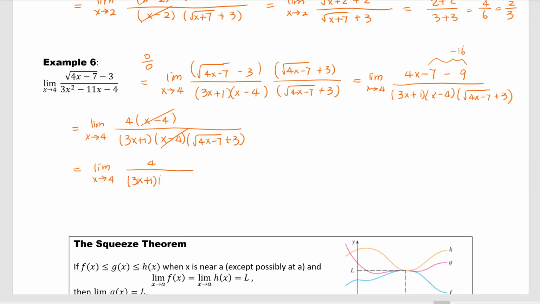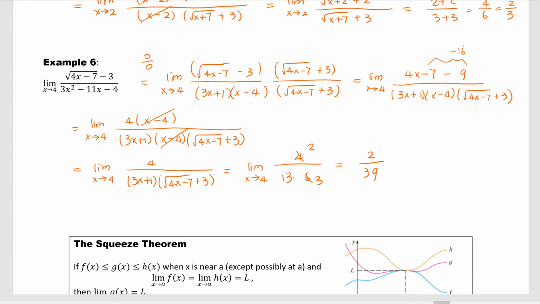3x plus 1, square root of 4x minus 7 plus 3. Alright, so now we can plug in the 4. So we have 4 times 3 is 12, so 13. And then 4 times 4, 16 minus 7, 9. Square root of 9, 3. 3 plus 3, 6. Oh, we can cancel it. So the answer is 2 over 39.